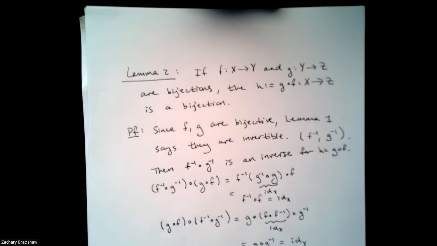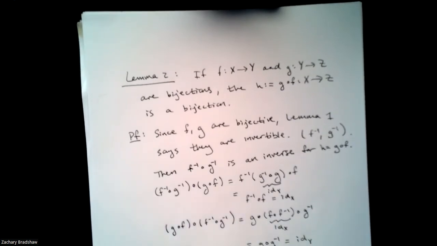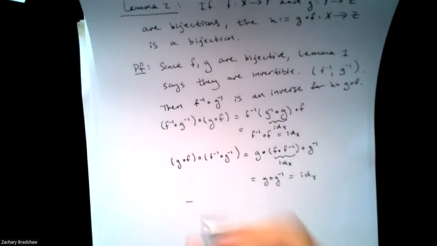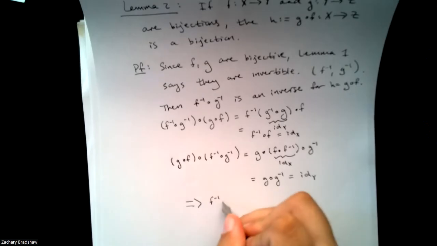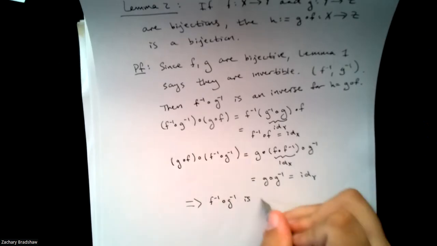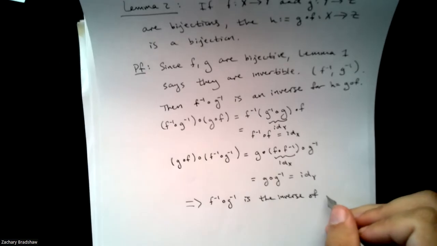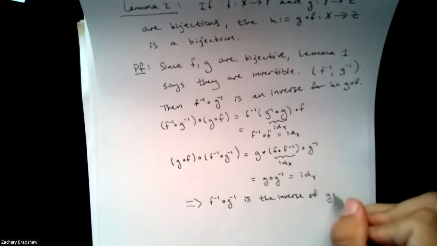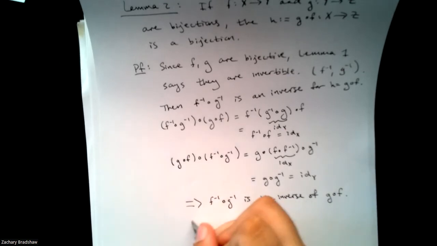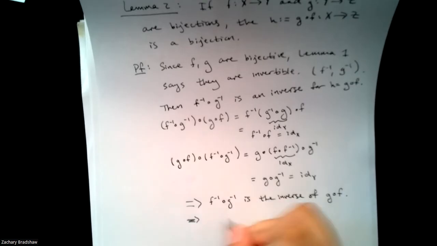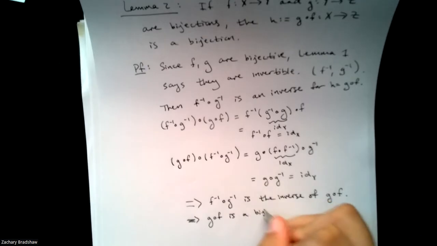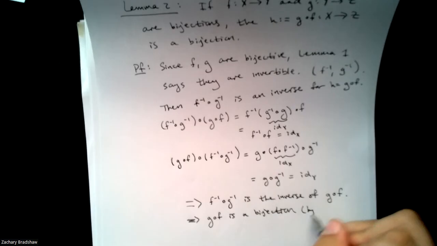Okay. So what does this tell me? This tells me that f inverse of g inverse is the inverse of, let's see, this is g of f. But then that implies that g of f is a bijection. This is by lemma 1.